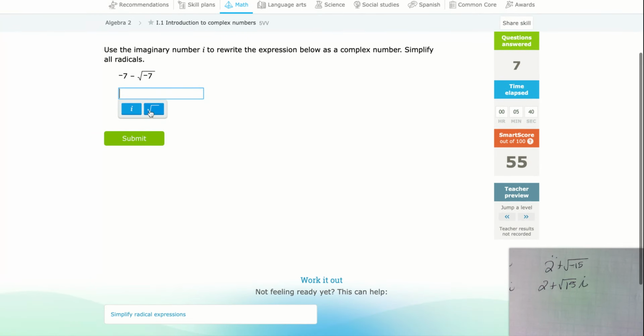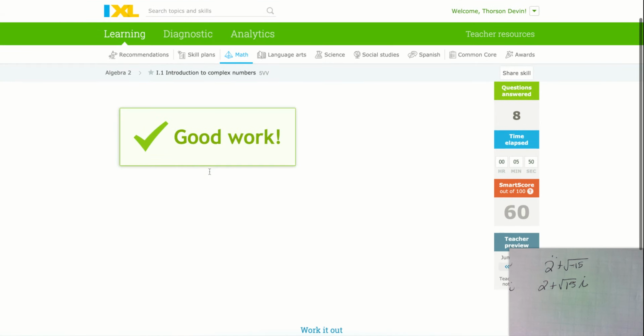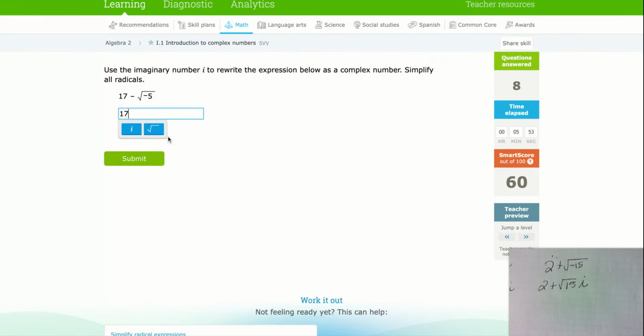Here, same thing. -7 minus the square root of 7, and then arrow out from underneath and hit i. You're giving me a bunch of these. 17 minus the square root of 5, arrow out from underneath, i.